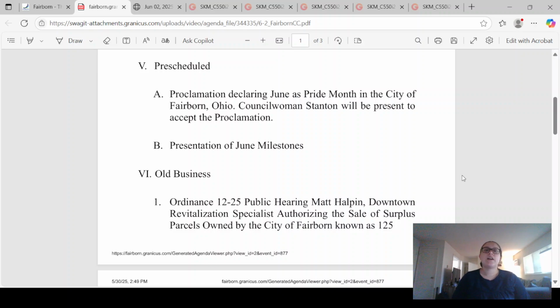All right, so pre-scheduled business is business that is not an ordinance or regulation. So stuff that does not get voted on, it's usually a presentation of milestones or proclamation of some sort of town event or recognition of a holiday. So, for example, this past one on June 2nd, we had both.